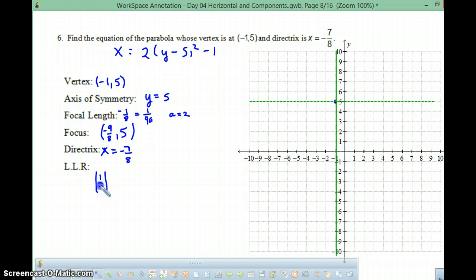Length of the latus rectum. We put in, oh, you know what I didn't do? I didn't put a negative here. -2. The length of the latus rectum, if you put 2 in here, is going to be 1/2. Positive because it's absolute value. So this is very hard to graph. All we know is it's going to be a pretty steep parabola. And hopefully that will do everything you need.